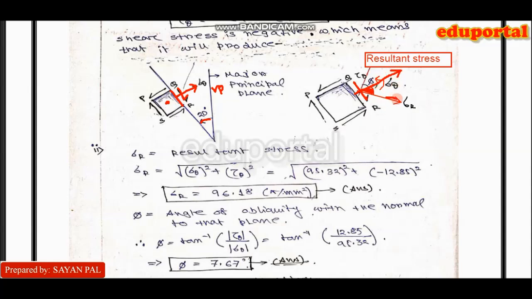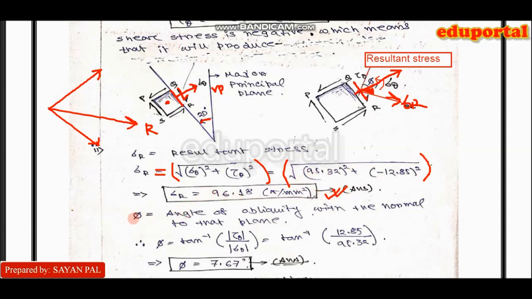So sigma r is the resultant stress. The resultant stress will be like this. Because we know if the shear stress is like this and the normal stress is like this, then the resultant stress will be like this. Now the formula for resultant stress: sigma r is equal to sigma theta squared plus tau theta squared, whole to the power half. Putting in the values, we get the value of sigma r.